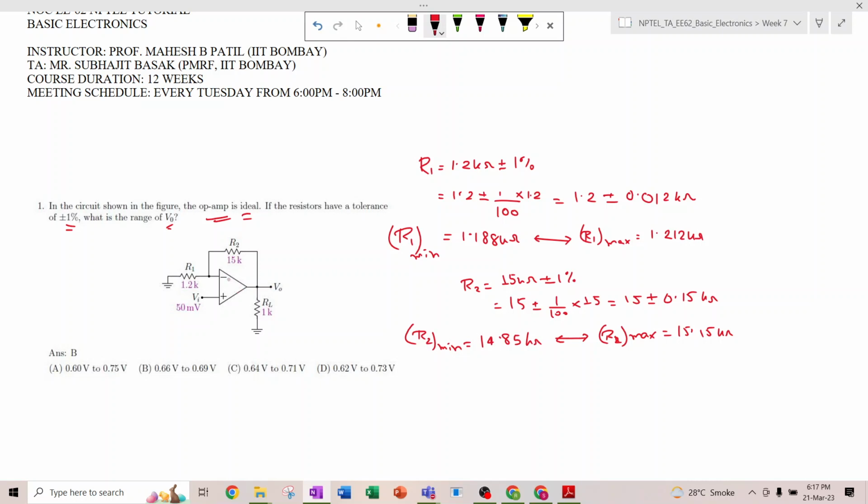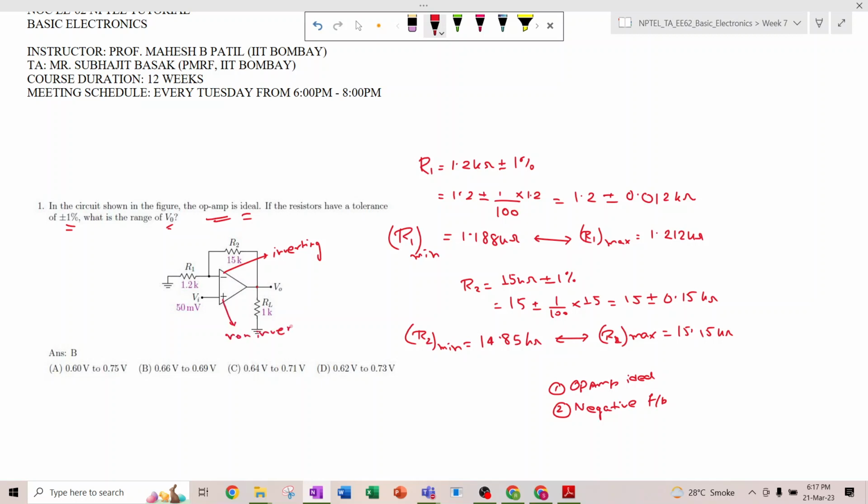Suppose for this case, we can see the op-amp is ideal. This is condition number one. Condition number two, it has a negative feedback. What do I mean by negative feedback? As I have discussed in the earlier classes, this output voltage VO is connected with a resistance to the inverting terminal. This is known as the inverting terminal, and this is known as the non-inverting terminal.